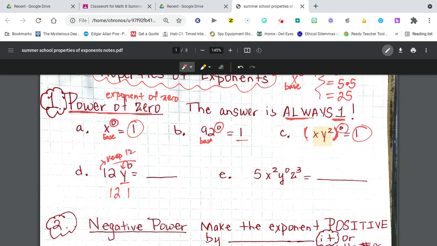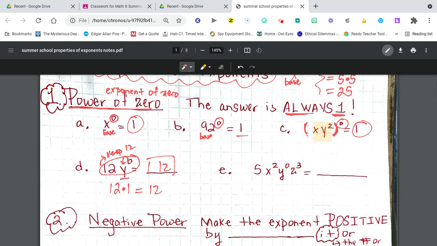Well, these two are mashed together. When they're mashed together in math, we say it's multiplication. So basically we can say 12 times 1 is 12. So my answer here is 12. Okay. The only thing here that's raised to the 0 power on E is what is directly to the left. Directly to the left is the base y. So only the y is going to change to a 1.